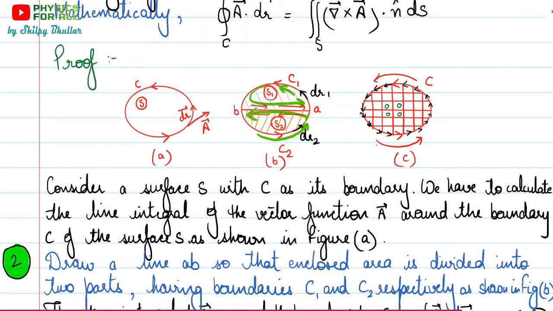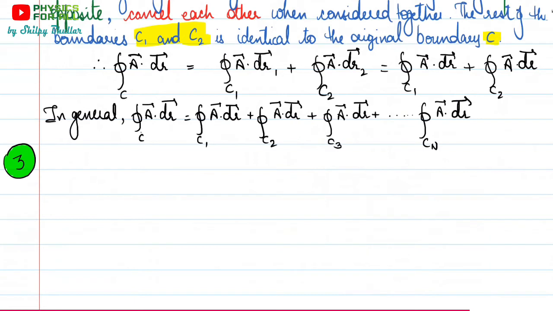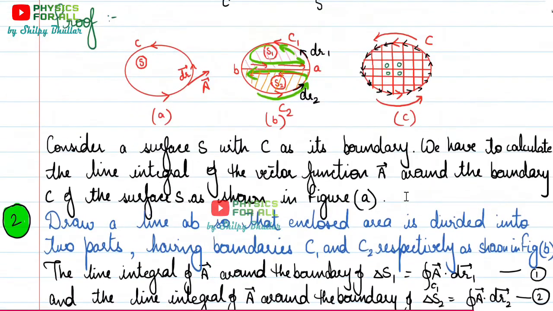In this way we would get a number of curves, and it all depends on how many surfaces we have divided this complete surface into. The more the number of surfaces, the more the number of curves, the more the number of boundaries that we will obtain. So generally we can mention that A dot dr along the closed curve C would be equal to the sum of A dot dr along n number of closed curves. So we are talking only of the boundary right now.